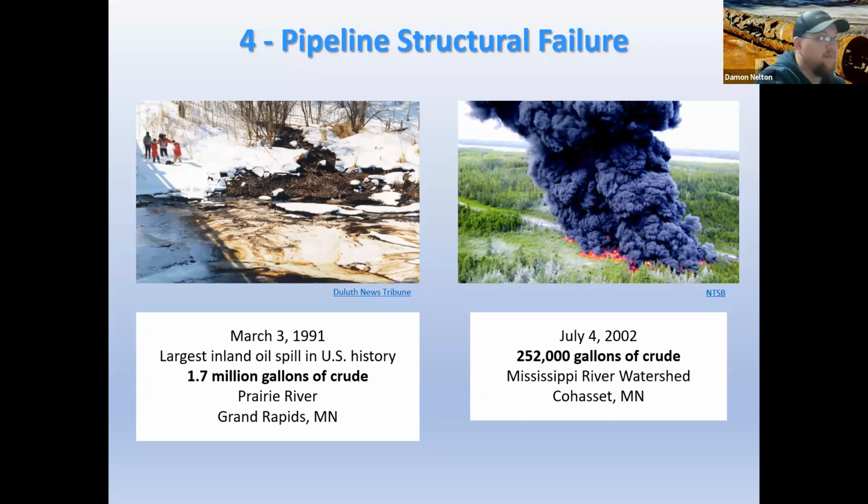And then a couple of these examples here. Most of you are probably not familiar that the largest inland oil spill in US history actually happened here in Minnesota in 1991, where an oil line ruptured near Grand Rapids and spilled 1.7 million gallons of crude oil onto the Prairie River, where by the grace of God, the river was still frozen, a stroke of luck that facilitated a cleanup that would probably still be going on today if this had happened when the river was open and flowing. And then we've got another example here that, for the sake of time, I won't go into detail on, another major inland oil spill there.